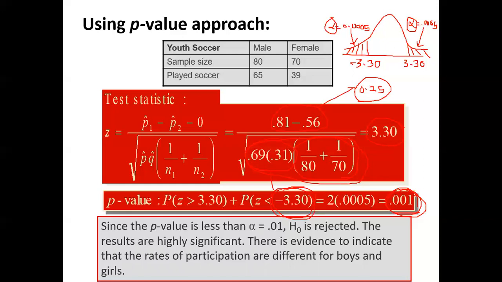So what is the final step that we are going to conclude? What are the conclusions that we are going to state here? We are going to say that there is evidence to indicate that the rates of participation are different for boys and girls. So that's all for the hypothesis test for large samples, that is greater than 30, where we are going to use the Z distribution.